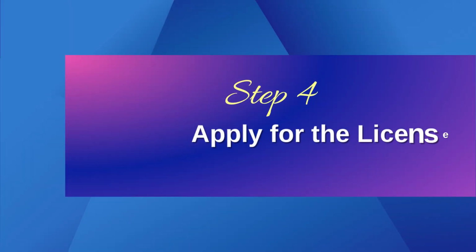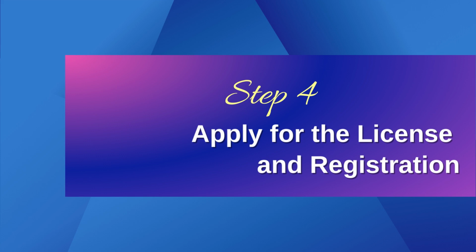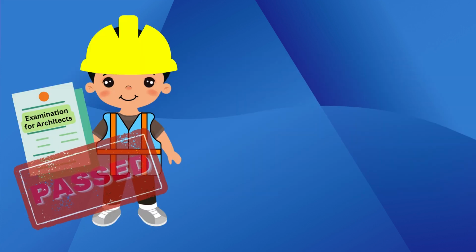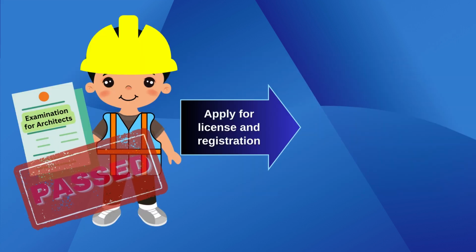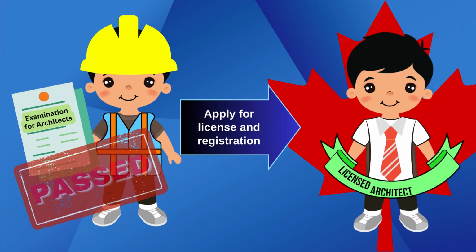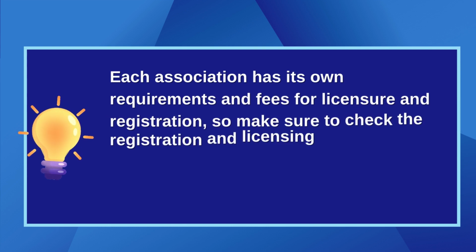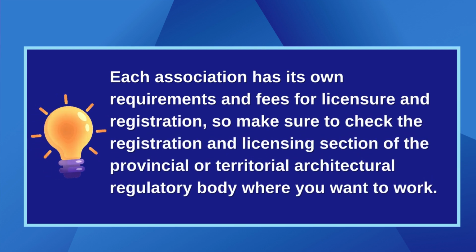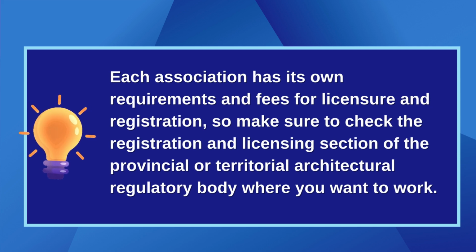Step 4. Apply for the license and registration. Once you have passed the examination, you are eligible to apply for the license and registration to practice architecture in Canada. Each association has its own requirements and fees for licensure and registration, so make sure to check the registration and licensing section of the provincial or territorial architectural regulatory body where you want to work.